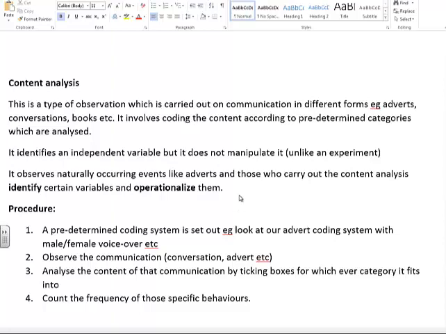And those who carry out the content analysis will identify certain variables and what we call operationalize. All we mean by this is putting those variables into measurable form. So it's quite a fancy way. Operationalize, you operationalize. It just means that you put them into measurable form.